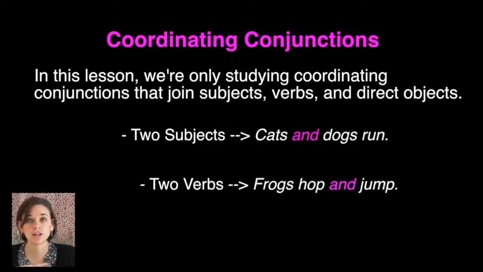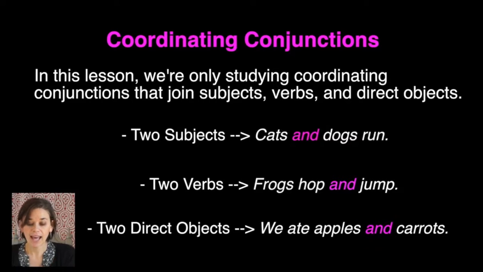Here is a conjunction joining two verbs. Frogs hop and jump. The coordinating conjunction and is joining the verbs hop and jump. Both of them have the same subject, frogs. And here's an example of a coordinating conjunction joining direct objects. We ate apples and carrots. There, the subject is we, the transitive active verb is ate, and apples and carrots are our direct objects. They're joined with the coordinating conjunction and.